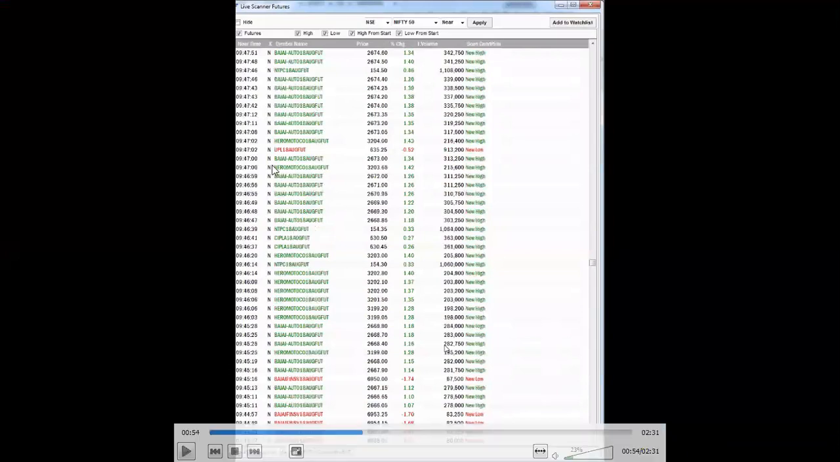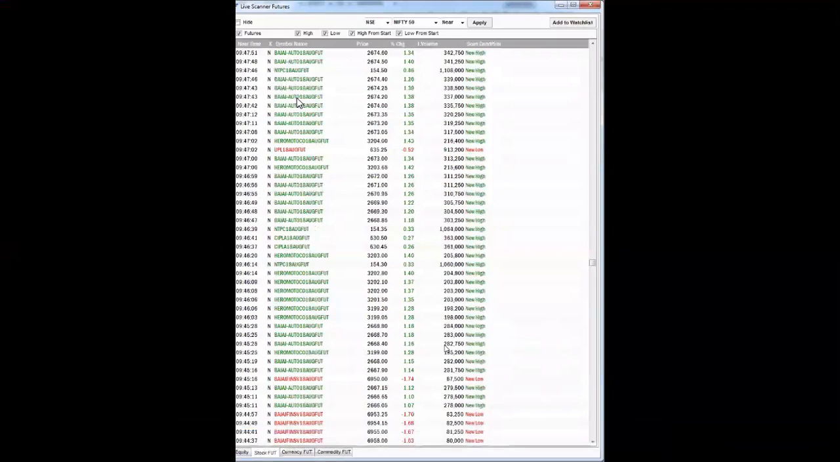If at around 9:47 you're seeing buying happening in the auto sector, at 9:46 you're seeing Hero Motor buying happening, blindly you can buy the auto sector stocks.